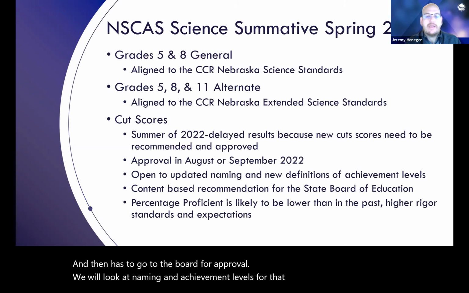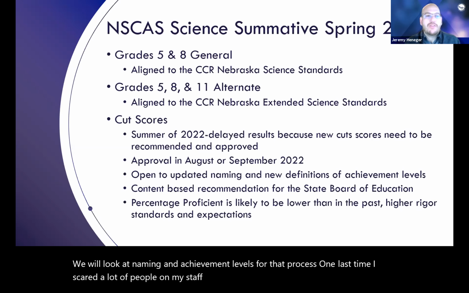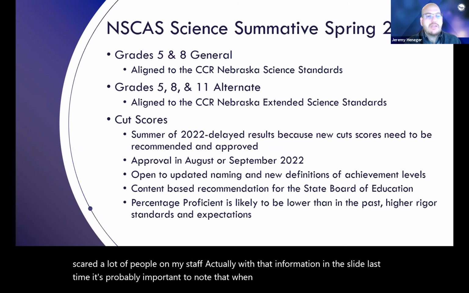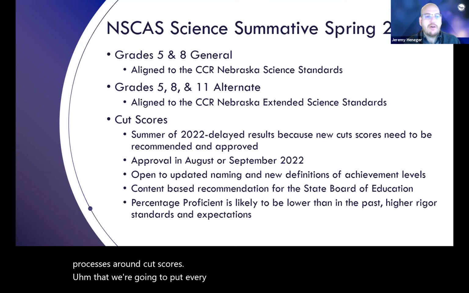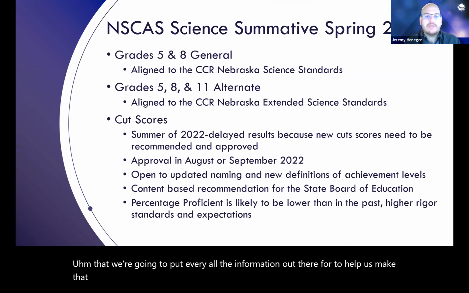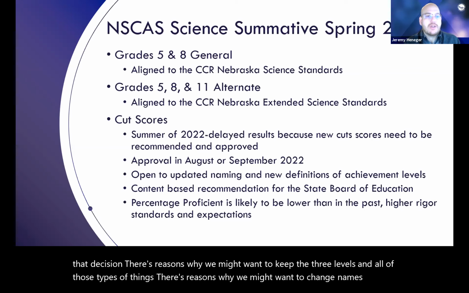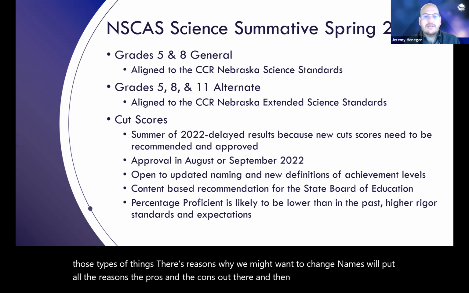One last time, I scared a lot of people on my staff with that information in the slide last time. It's probably important to note that when we get together for advisory processes around cut scores, we're going to put all the information out there to help us make that decision. There's reasons why we might want to keep the 3 levels, and there's reasons why we might want to change names. We'll put all the pros and the cons out there, and then look for good guidance and recommendations from our advisory group.